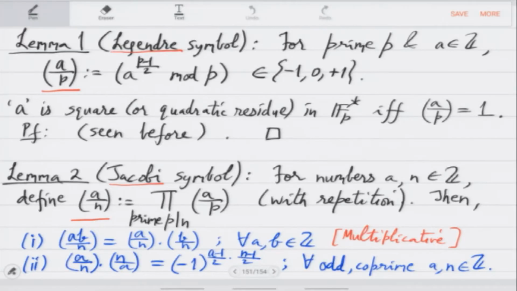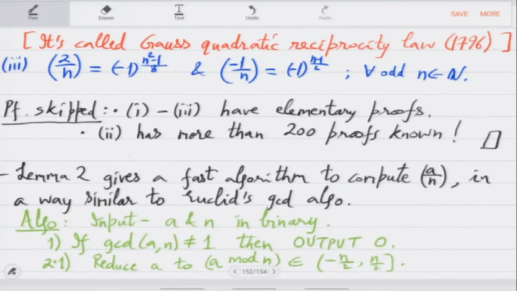Last time we looked at the definition of the Jacobi symbol, and more importantly we looked at these properties in blue. The first property is that it is totally multiplicative, (ab/n) factors. Second is the reciprocity law, and third is some examples of the Jacobi symbol. So what is 2 by n, what is minus 1 by n, and then based on these properties we gave an algorithm to compute the Jacobi symbol in an extremely fast way. The algorithm is in green.